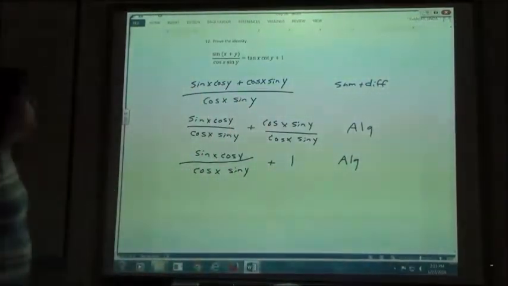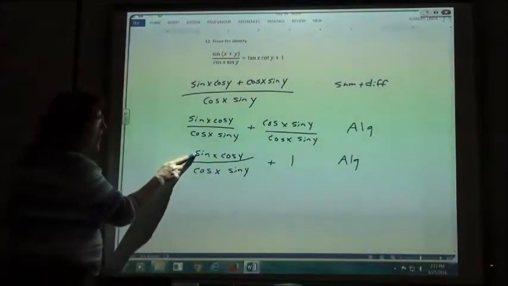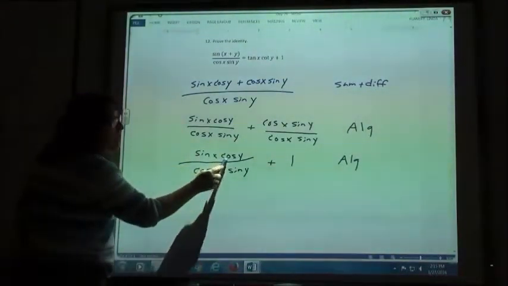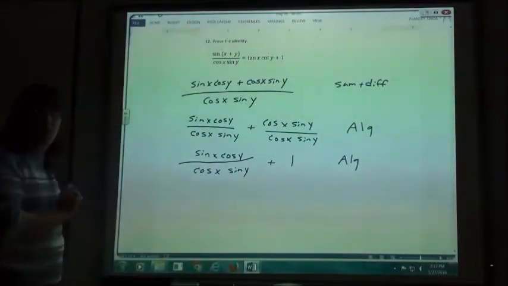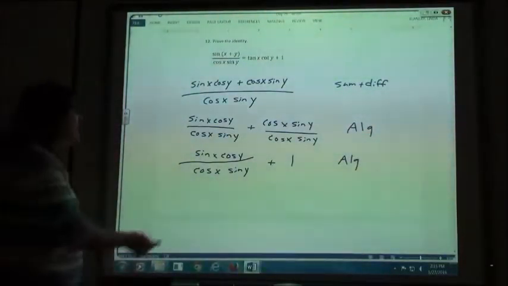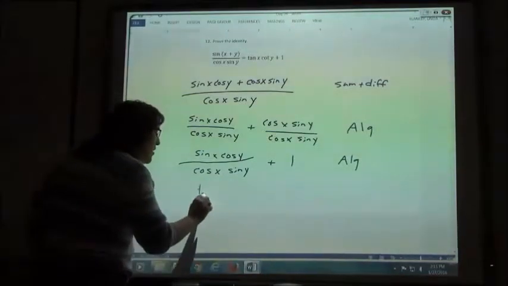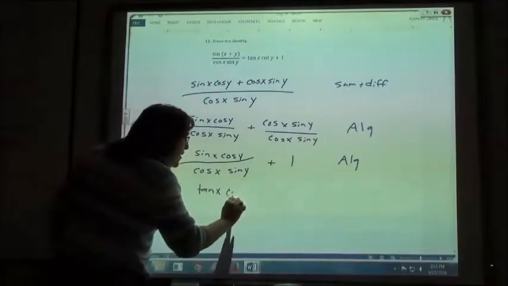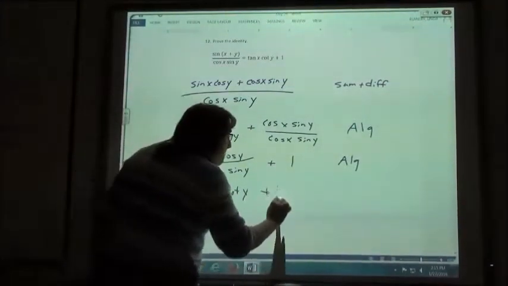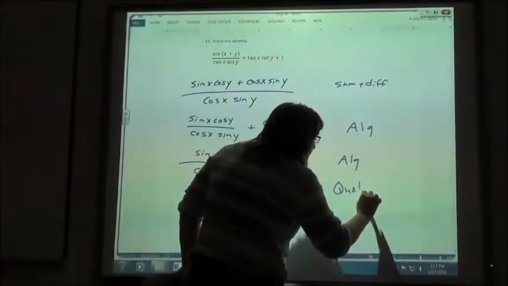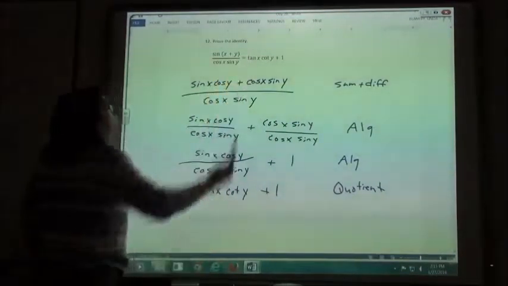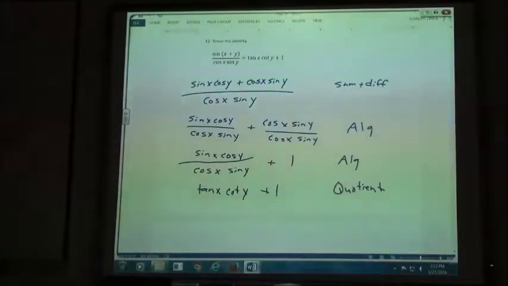Algebra. Now notice that I have sine of x over cosine of x, which is the tangent, cosine of y over the sine of y, which is the cotangent. Those are my quotient identities. So sine over cosine would make that tangent of x. Cosine over sine makes that cotangent of y. And that's using my quotient identities. And you can see that I've proven my identity. I ended up with tangent of x, cotangent of y, plus 1.